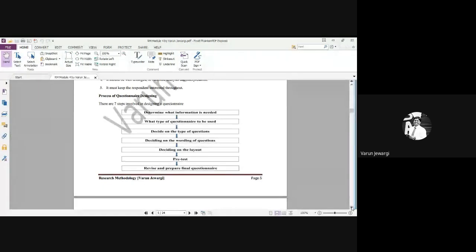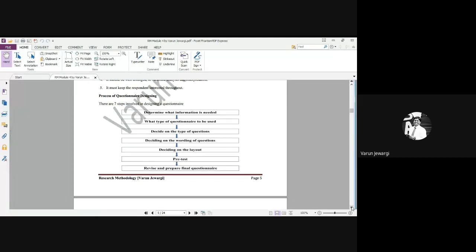Then pre-test. Students, whenever you design a questionnaire, you cannot take it to the audience straight away. You've got to recheck the questions. As a layman, you need to sit and fill the questions first. Are you really comfortable answering these questions or not? You've got to take a small circle group and ask them, is it fine? Pre-test before giving it to the audience. You need to test it once.